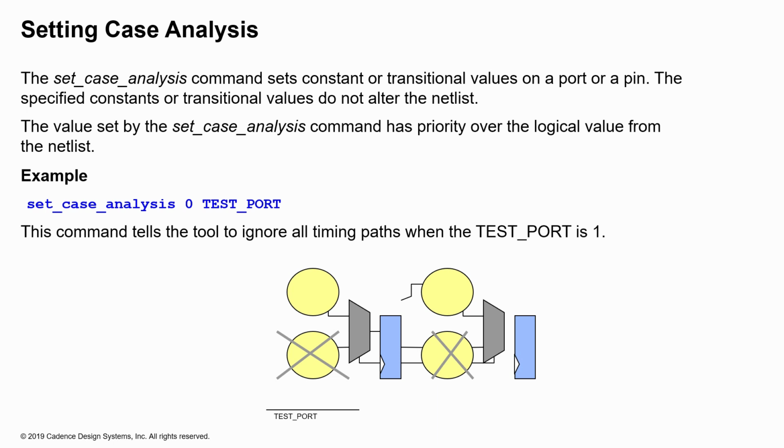So if we look at the example here, when you set the set case analysis to 0 on the test port signal, the timing tool will actually ignore all the paths for when the test port is 1. So all the crossed out logic doesn't exist according to the timing tool. A good use of the case analysis is to prevent large transition times on high fan-out synchronous nets. So the set false path command will not prevent transition times from propagating, whereas the set case analysis would. And so therefore it is a better use to set the case analysis on such nets.